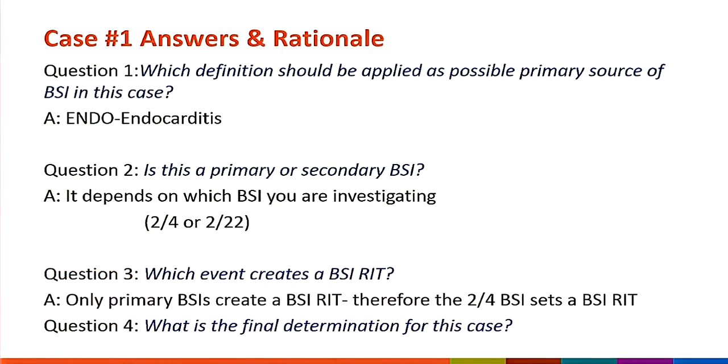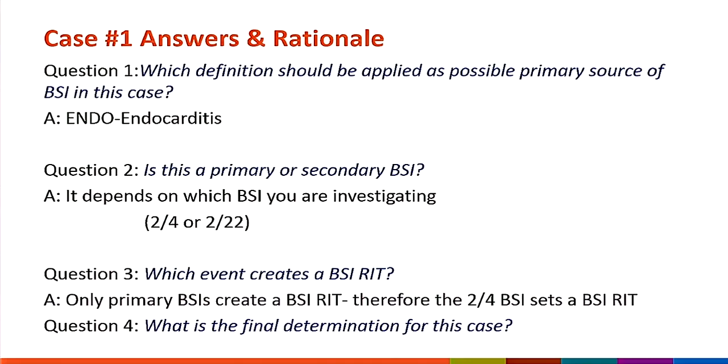So let's look at the answers. The definition that should be considered in this case, given the positive vegetation on the pacemaker lead and the blood cultures, is endocarditis. And as far as whether this is a primary or secondary BSI, it really depends on which one you're talking about, 2-4 or 2-22. We'll look at that.